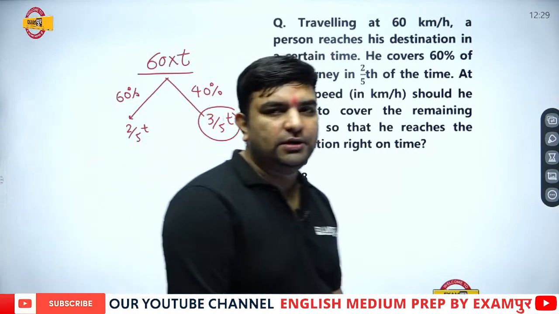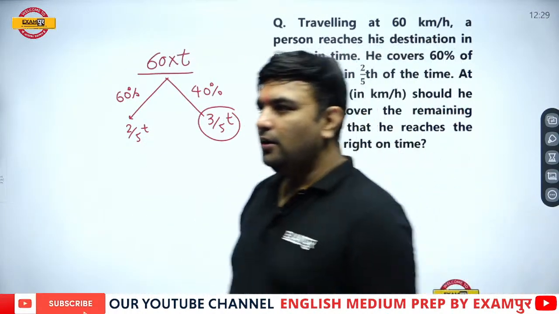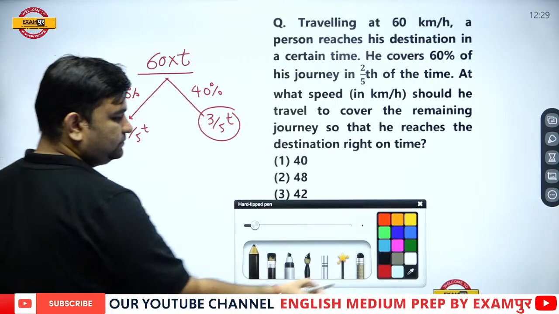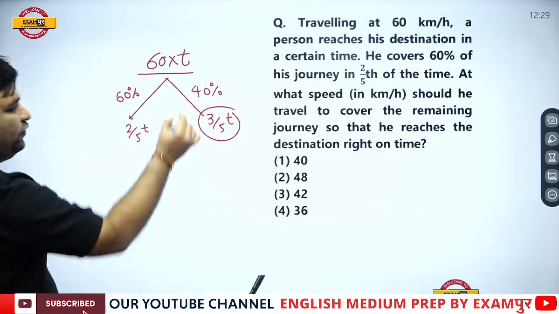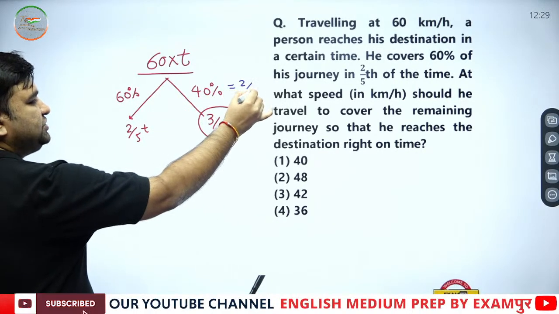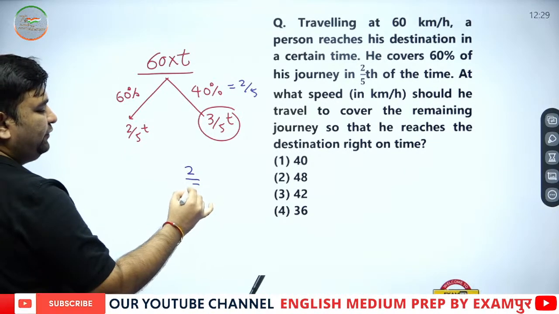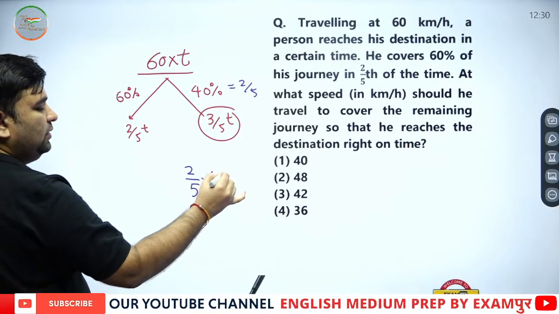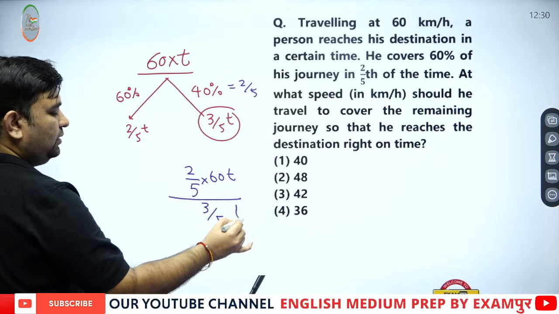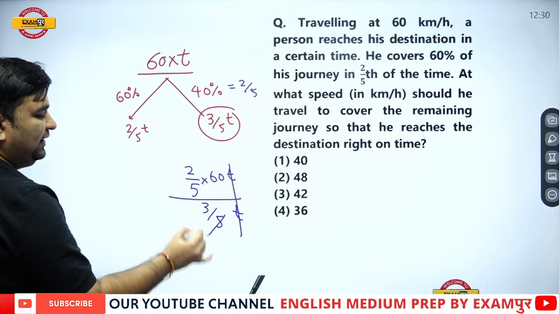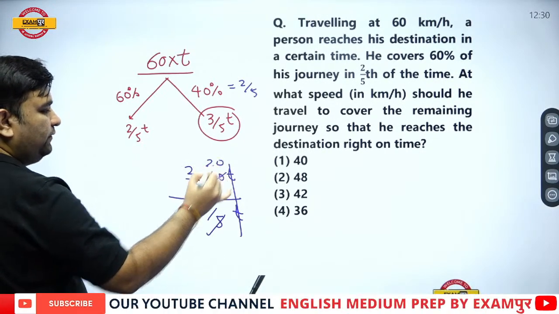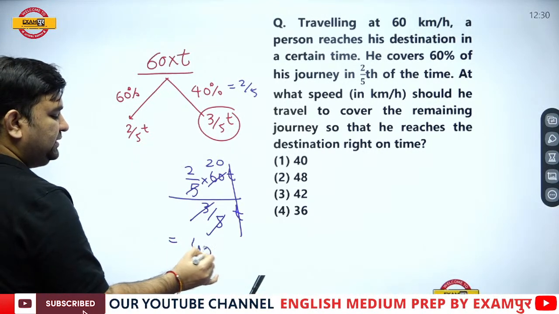So 40% of this journey needs to be traveled in 3 by 5 of the time. What is my 40% of the journey? 40% can be written as 2 by 5 in fraction. 2 by 5 of 60t with the speed of 3 by 5t. 3 will go away, t will go away. 40 kmph should be the speed.